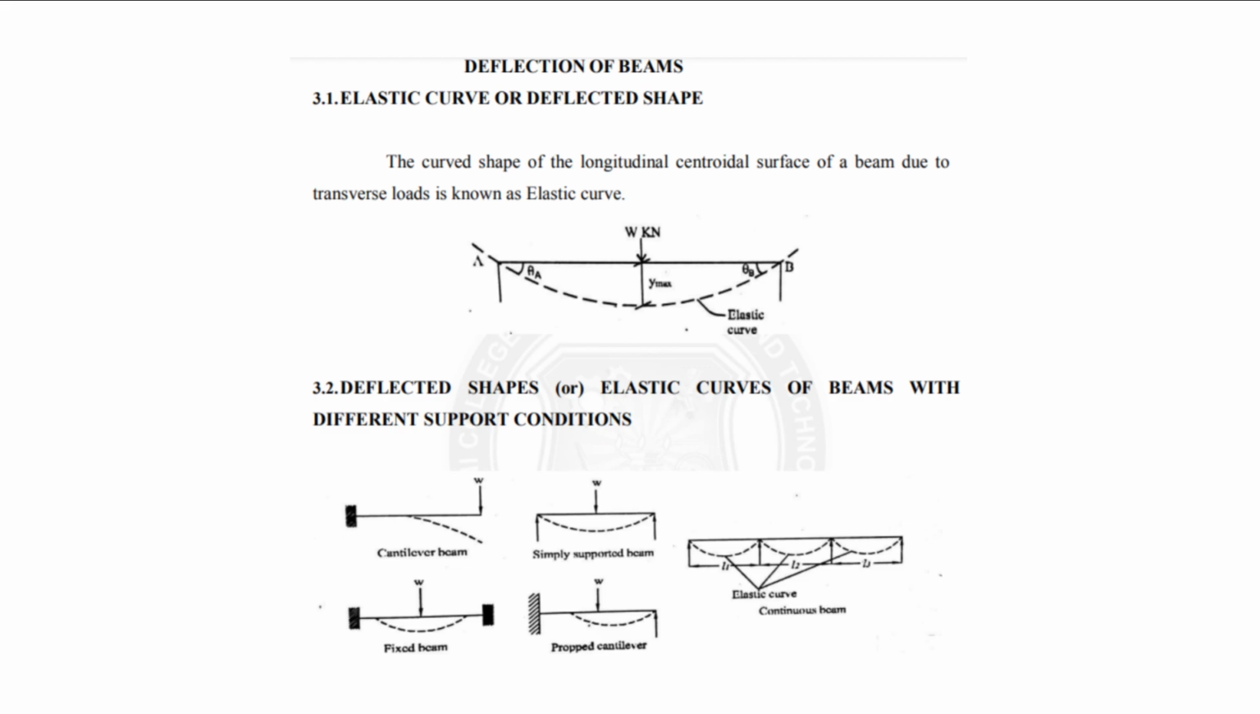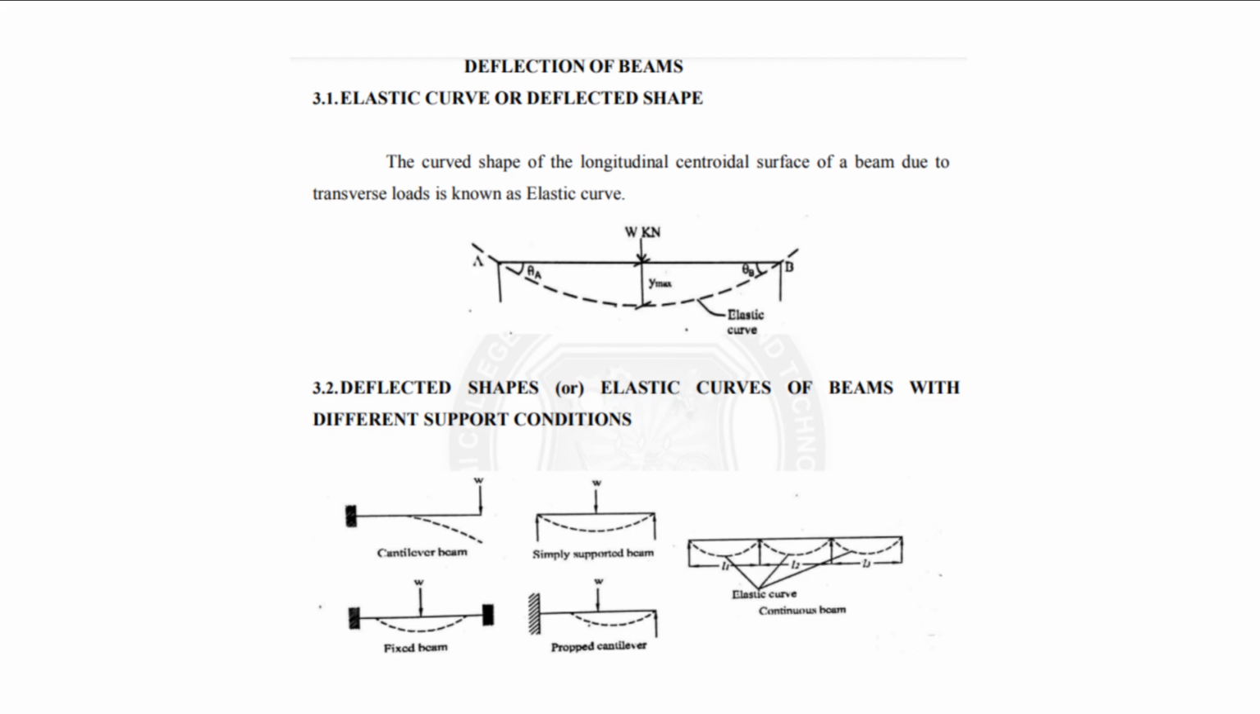So today we're going to see the topic deflection of beams, elastic curve or deflected shape. The curved shape of the longitudinal centroidal surface of the beam due to transverse load is known as elastic curve. So this is the diagram. In a simply supported beam, there is action of a point load at center. So the beam deflects under these conditions, forming the elastic curve. And at the two ends there are slopes, theta. And at center there will be a deflection.